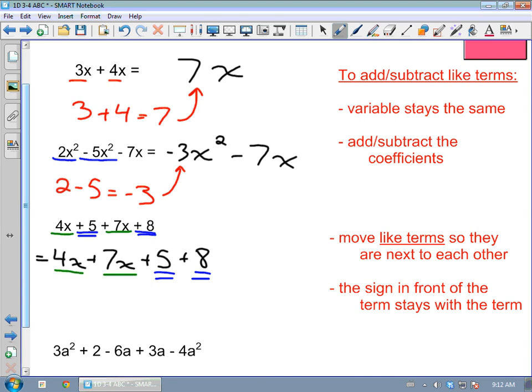All right, so now I've got my like terms right next to each other. If I've got 4x and I add a 7x to it, how many x's do I end up with? I end up with 11 x's. If I've got a 5 and I add an 8 to it, what do I end up with? A 13. So I add those like terms together. Can I add 11x and 13 together?